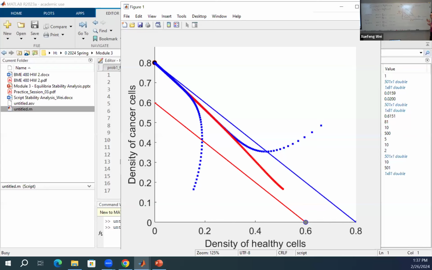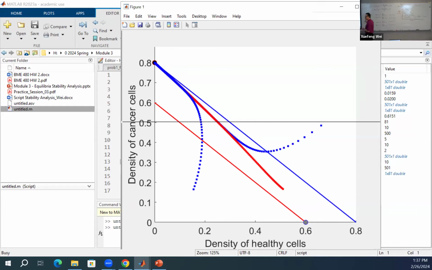Okay, so now with all this information, without using a computer, I'm not going to run the simulation. What do the potential trajectories look like? And now you can see it here.